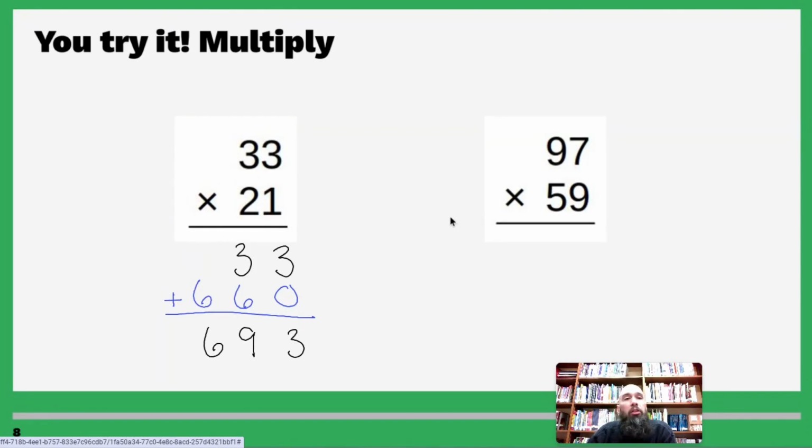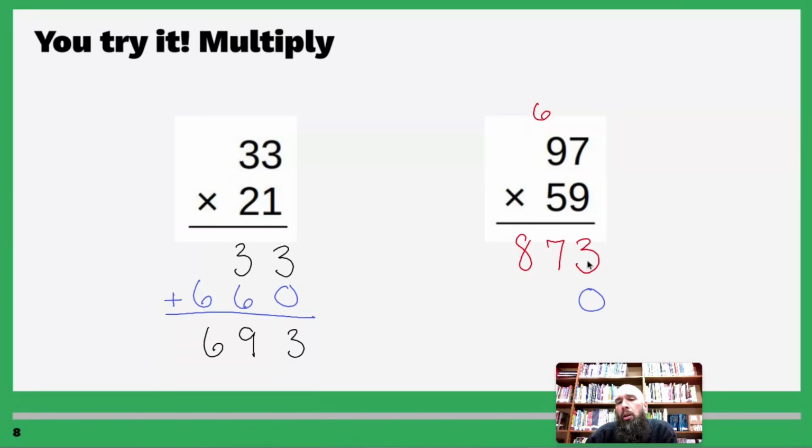That number, much worse. But you already did it, so, I mean, what are we complaining about? 9 times 7 is 63. Write out the 3, carry the 6. 9 times 9 is 81. 81 plus 6 is 87. Write out 87. Move to the next digit.